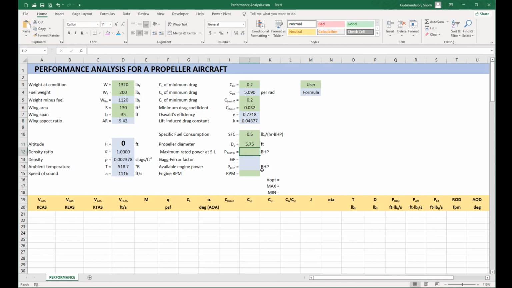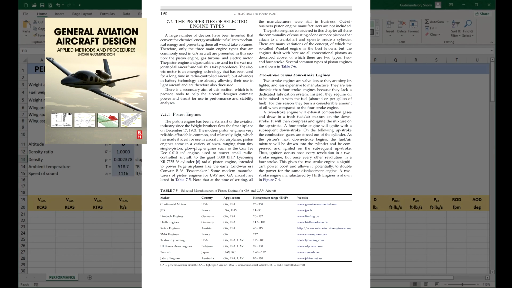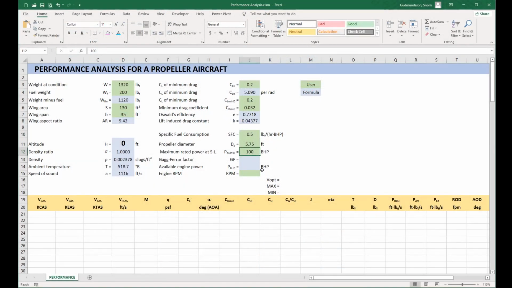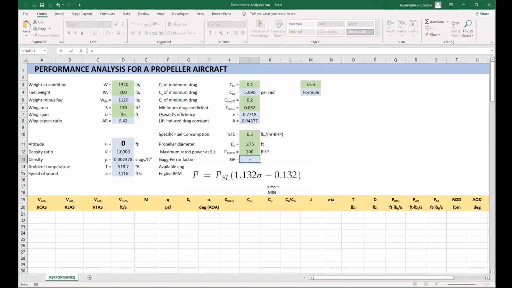The engine is rated at 100 brake horsepower at sea level. To account for altitude effect, refer to section 7.2.1 in the first edition or section 7.2.2 of the second edition of my book. The most common method to account for the power drop in normally aspirated piston engines is through the Gagg and Ferrar model of equation 7-16 or 7-8.